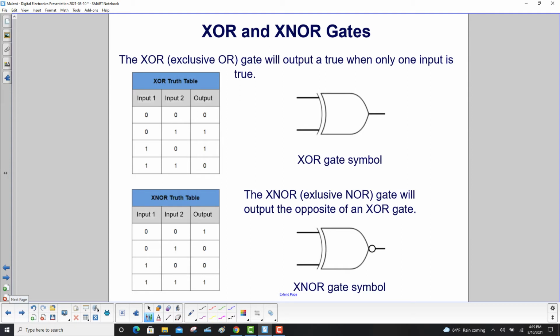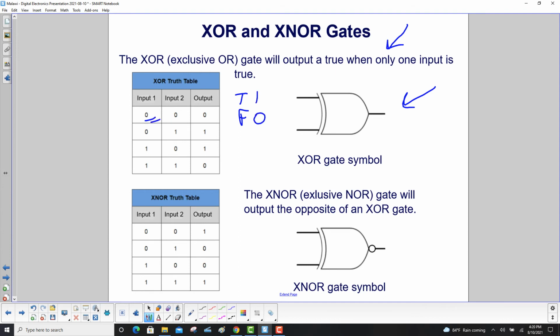The XOR and XNOR gates. First, the XOR gate, where the X stands for exclusive. The XOR gate will output a true only when one input is true. So here's its symbol. So let's look here and we'll go true, false. So true is going to be a 1, false is a 0.